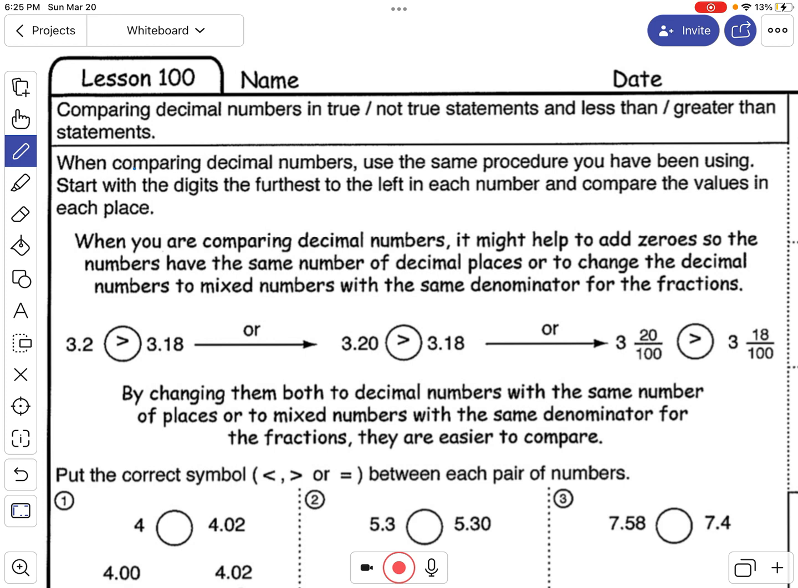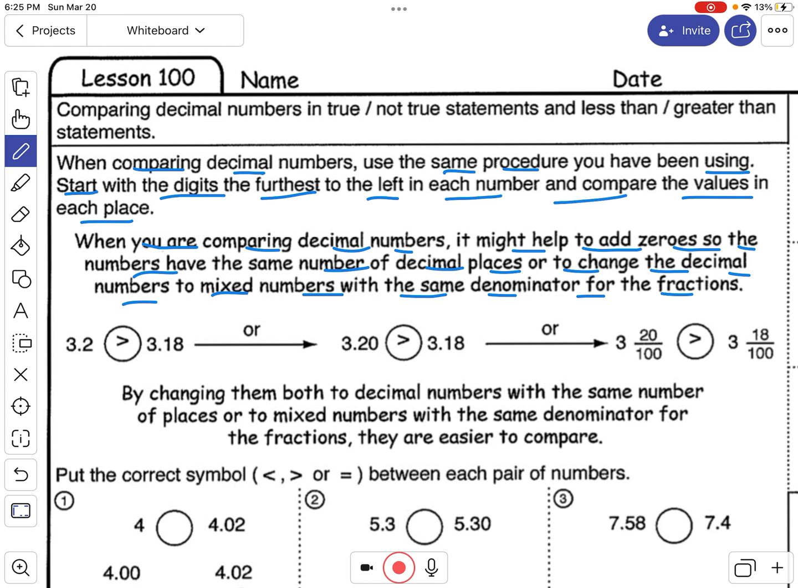Comparing decimals. When comparing decimal numbers, use the same procedure you have been using when you compare non-decimal numbers. Start with the digits furthest to the left in each number, but they have to be in the same place value, and compare the values in each place. We'll go over this. When you are comparing decimal numbers, it might help to add zeros so the numbers have the same number of decimal places, or to change the decimal numbers to mixed numbers with the same denominator for the fractions.